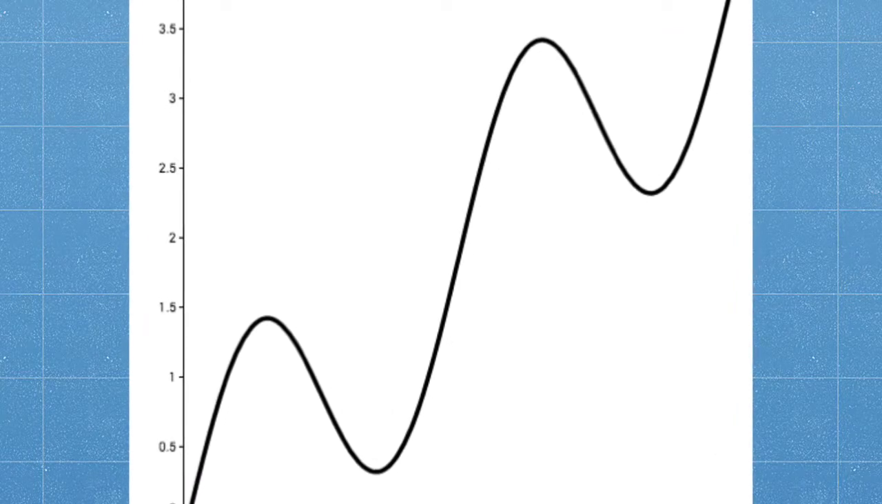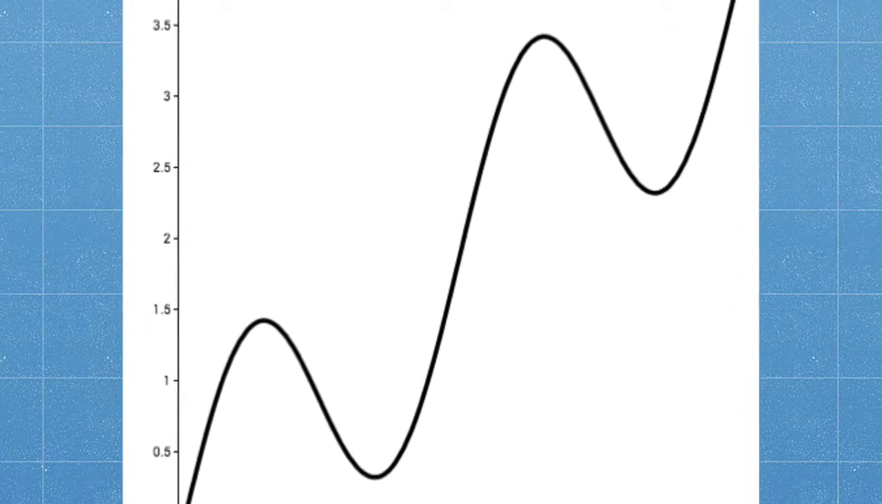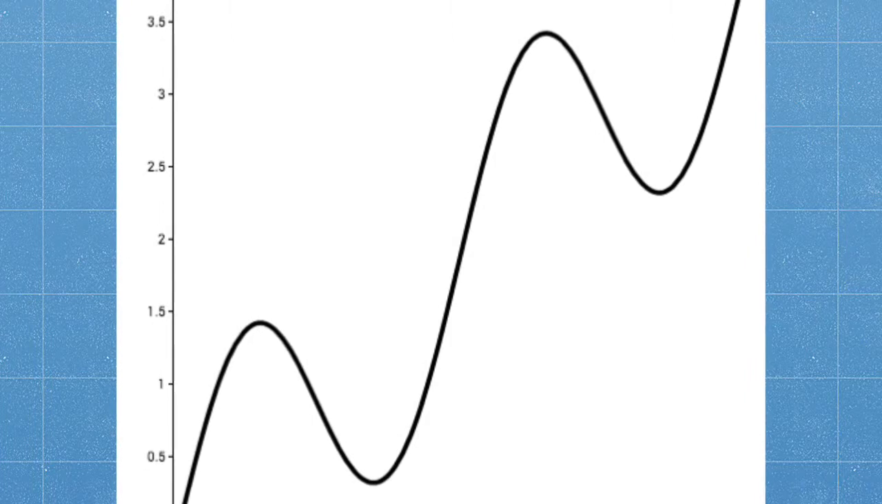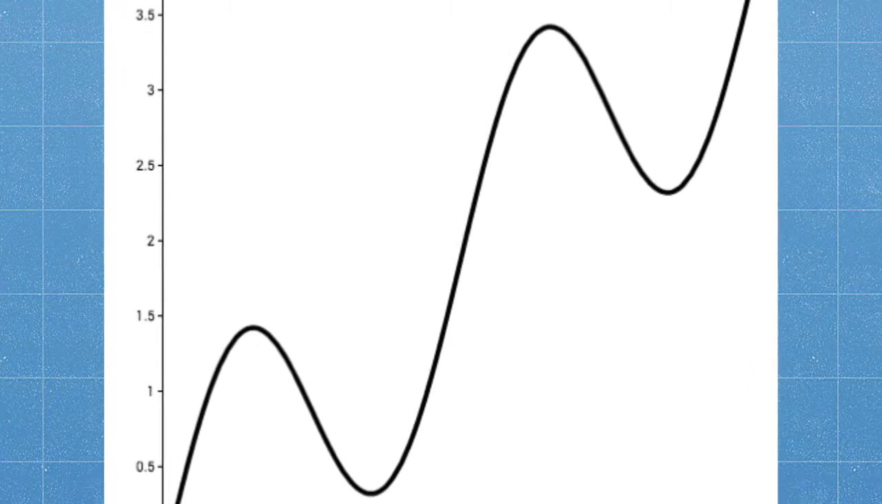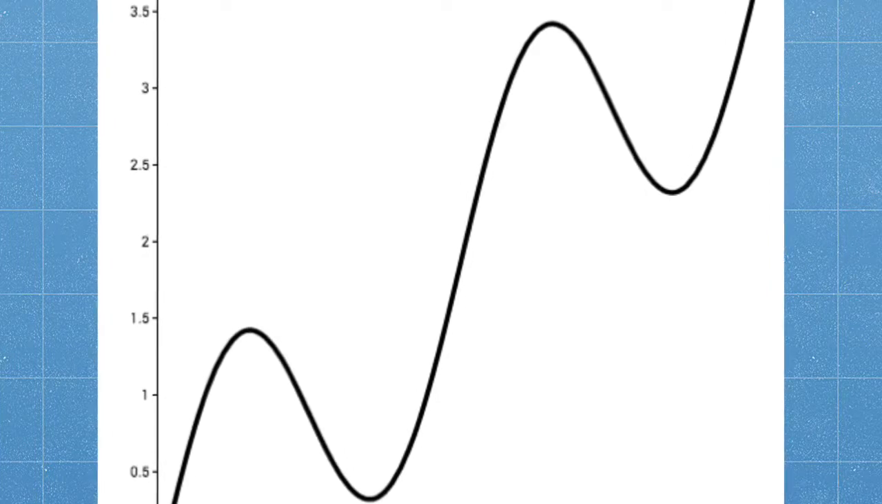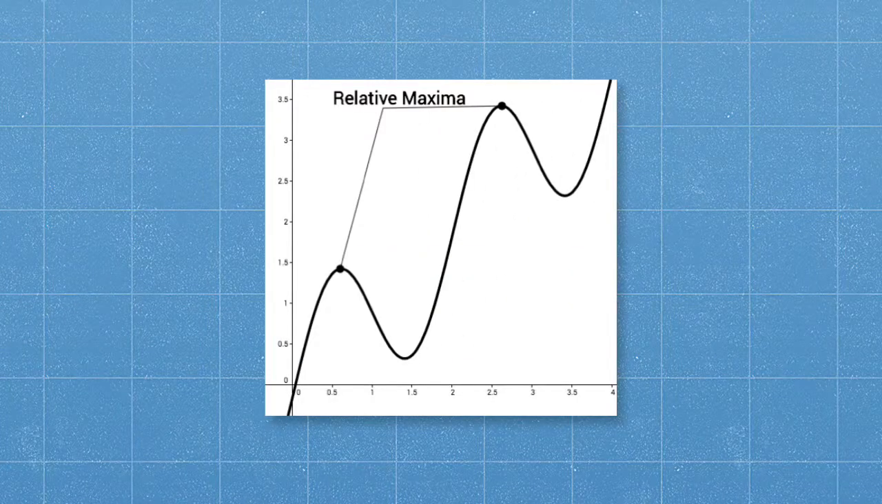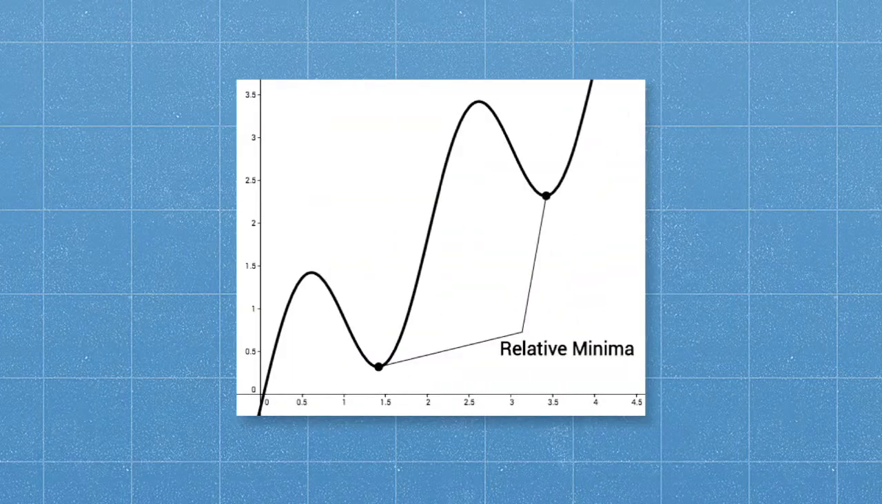When looking at a graph of a function, it often seems obvious that there are peaks and troughs. These peaks and troughs are what we call relative maximums and relative minimums. Here we can see two relative maxima of this particular function, and similarly two relative minima.